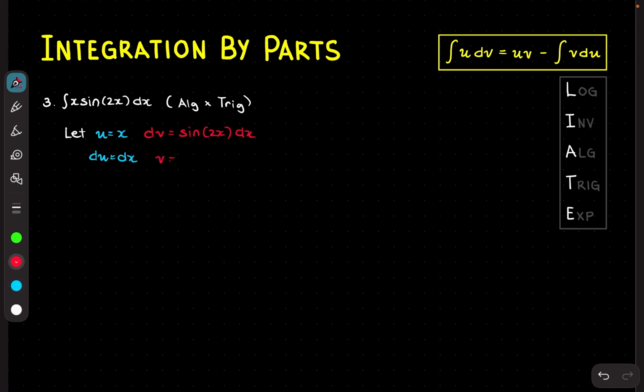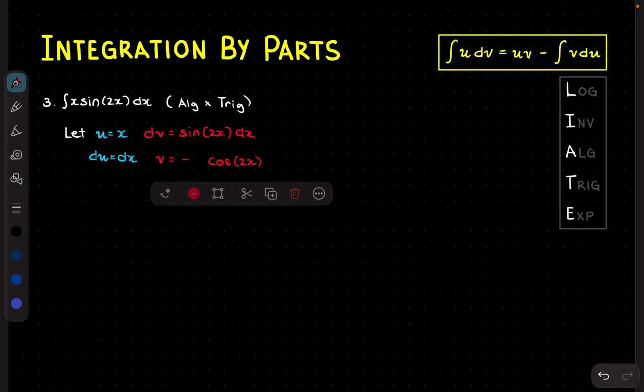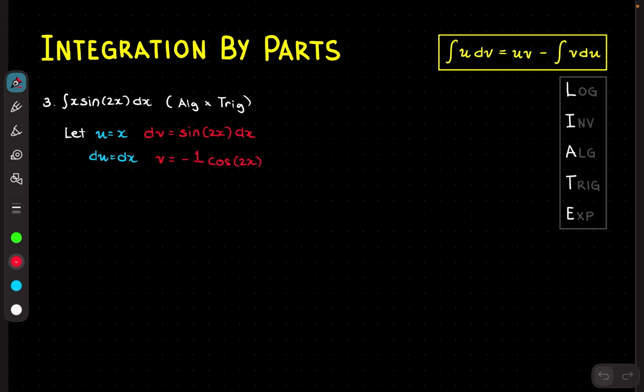v here is equal to, so here is where a common mistake arrives. Usually a student would just say it's negative cosine 2x, since the antiderivative of sine is negative cosine. But you're forgetting about the 2x out here. So usually when you integrate this, you apply u-substitution. But once you're used to it, you can simply add the corresponding constant that is missing out here, which is 1/2.